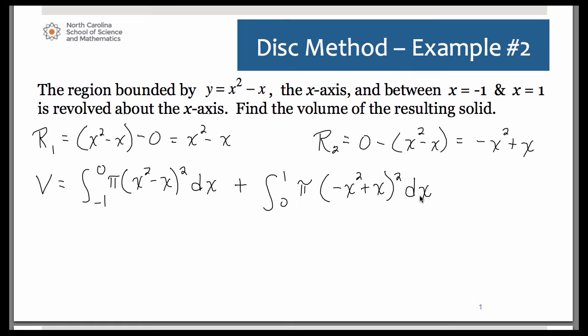So you can evaluate each one separately on your calculator. You can either answer in terms of pi. If you do, you should get 1.06 repeating. That would be just the definite integrals themselves without the pi, and then you can multiply that by pi. If you want a pure decimal answer, you should be getting approximately 3.351. If by chance you needed to have units, remember these are volume problems, so they would be cubic units on your answer.